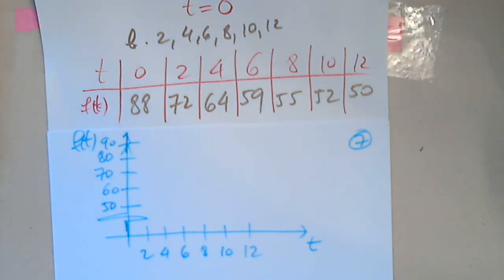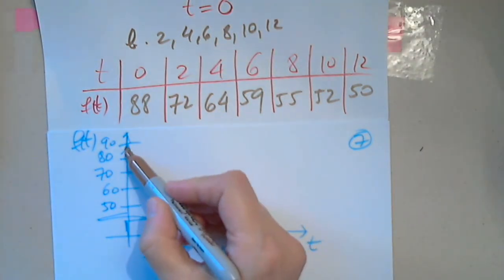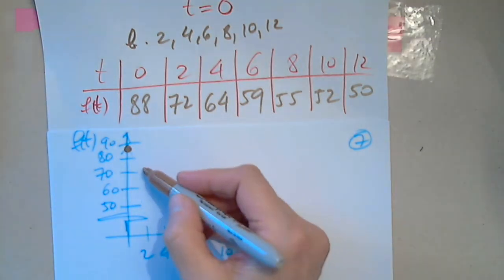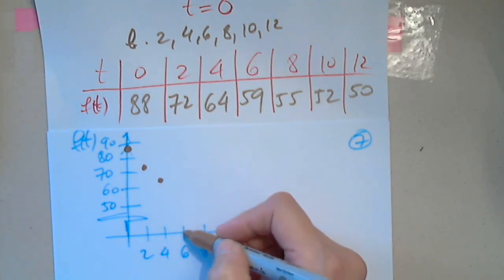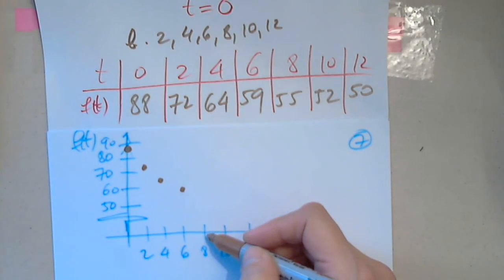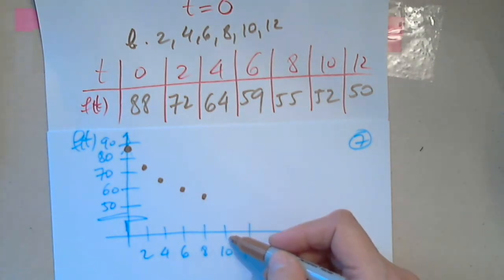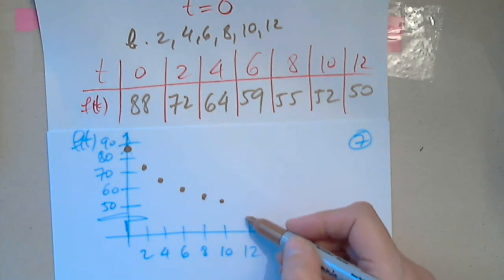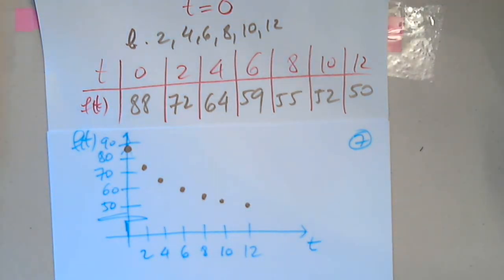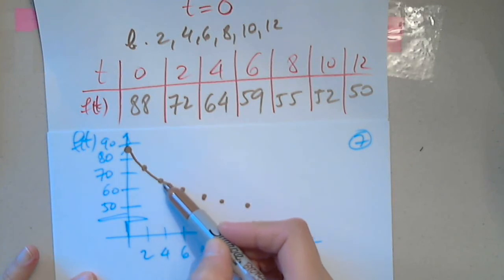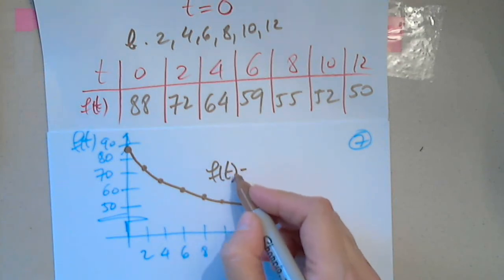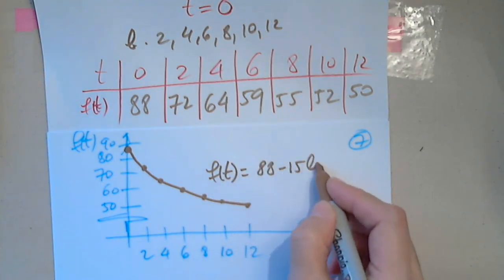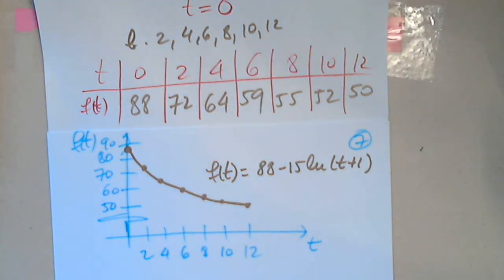And I plot the points now. 0, 88, 2, 72, 4, 64, 6, 59, 8, 55, 10, 52, and 12, 50. I'm going to graph, and this is f of t equals 88 minus 15 natural log of t plus 1. So what can you say about this? What is the trend?